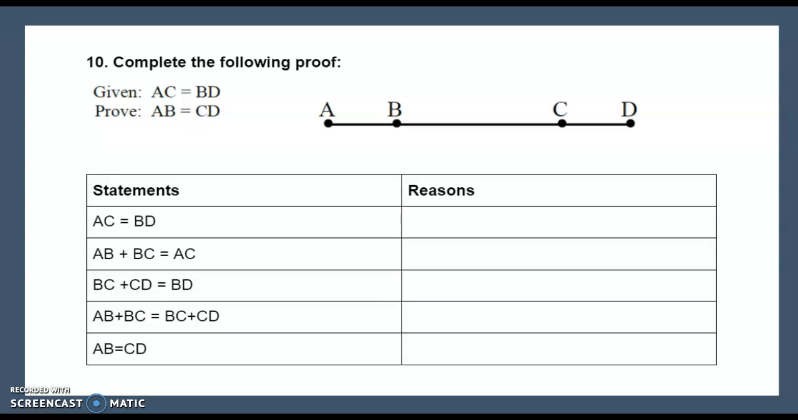Let's complete this proof. So the first thing I want to do is just look at what I am given. I am given that AC and BD are equal. So my reason for that is given. Well, I now see that AC and BD are two segments.